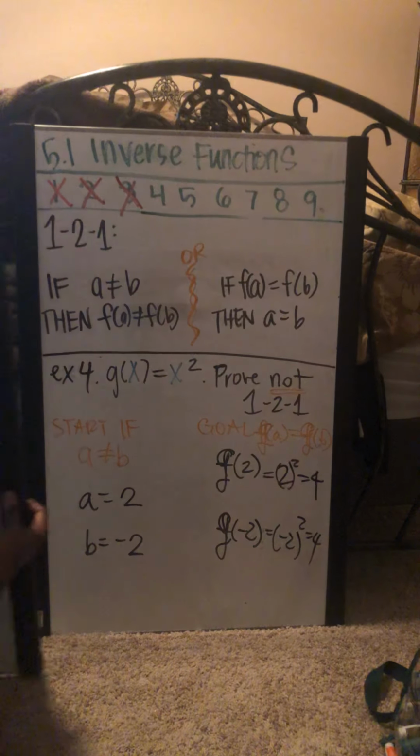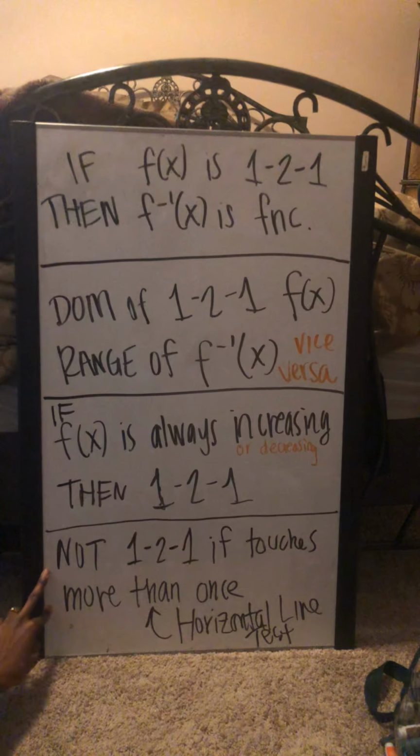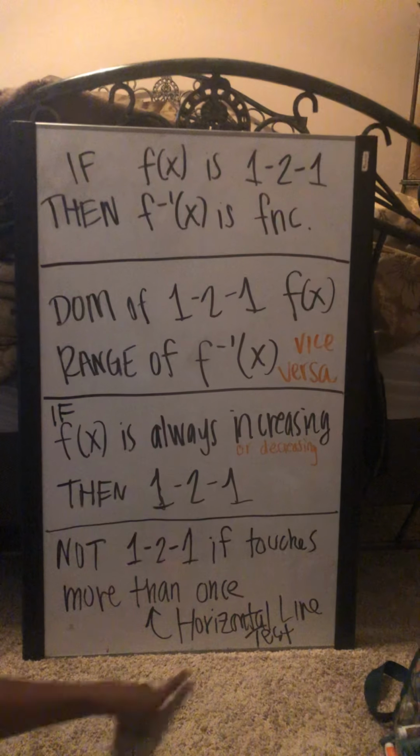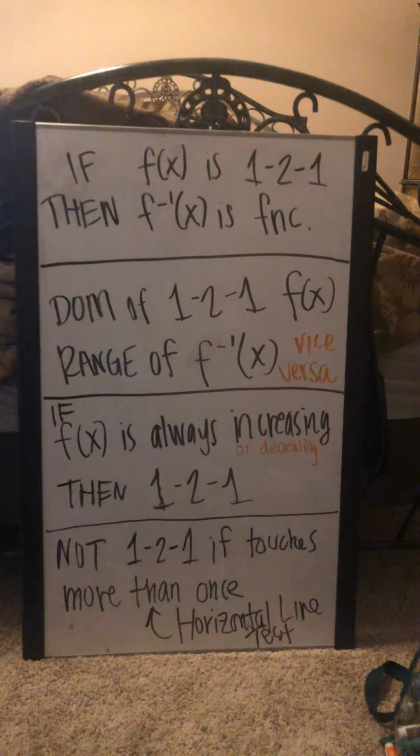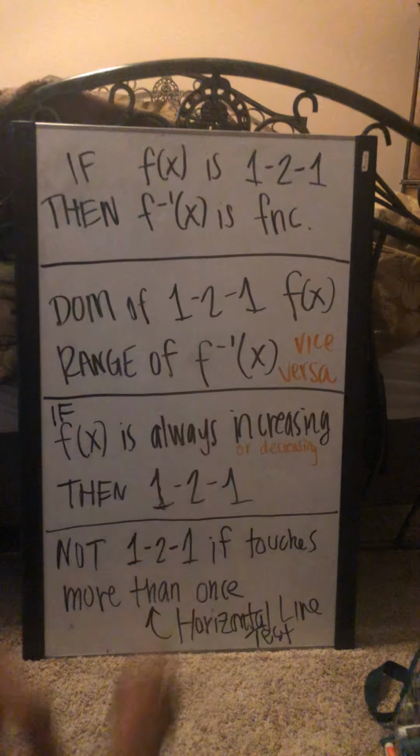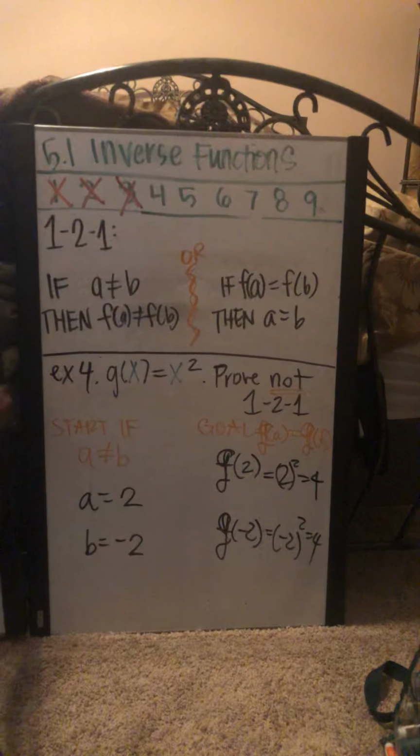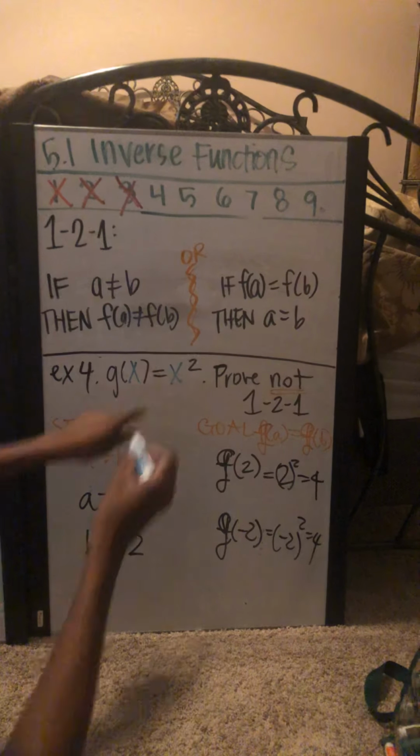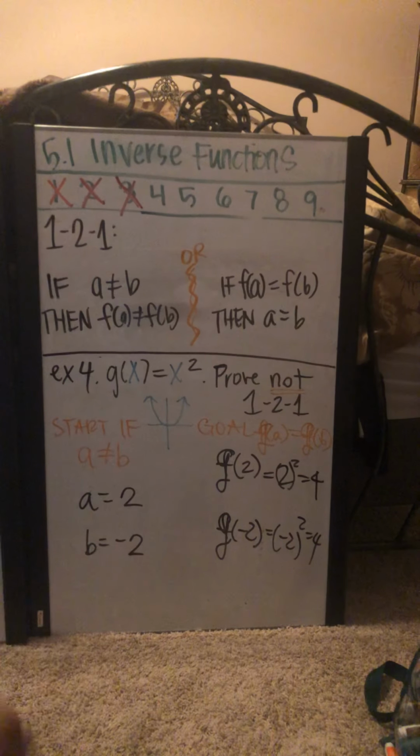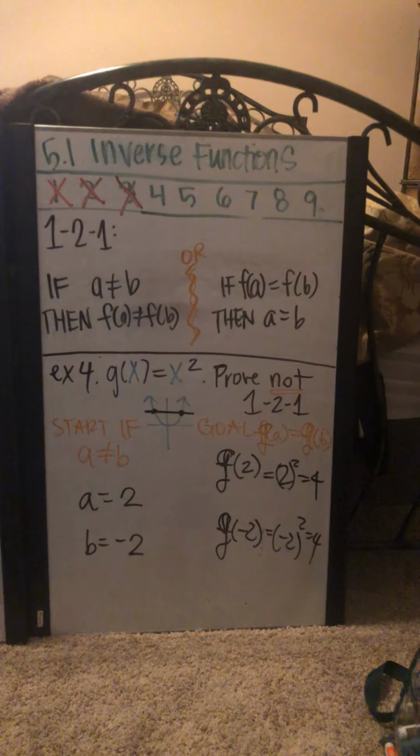Another way that we can prove that it's not one-to-one is back on this board. I've added another thing down here. It's not one-to-one if it touches a horizontal line more than once. So this is the horizontal line test, okay? We've talked about the vertical line test. The vertical line test tells you if something is a function, and the horizontal line test tells you if something is one-to-one. So if we go back to the graph, we know that this is a parabola that looks like this. Now if we were to draw a horizontal line, you see it touches twice. So instantly it's not one-to-one.